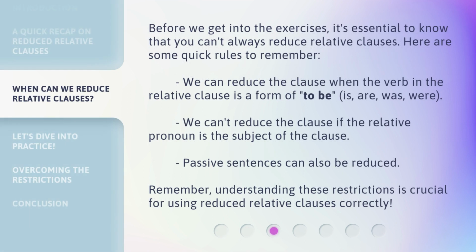Before we get into the exercises, it's essential to know that you can't always reduce relative clauses. Here are some quick rules to remember. We can reduce the clause when the verb in the relative clause is a form of "to be": is, are, was, were. We can't reduce the clause if the relative pronoun is the subject of the clause. Passive sentences can also be reduced. Remember, understanding these restrictions is crucial for using reduced relative clauses correctly.